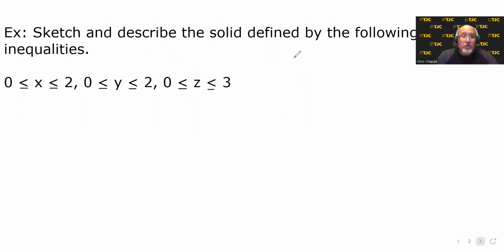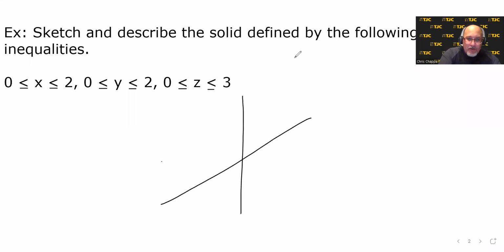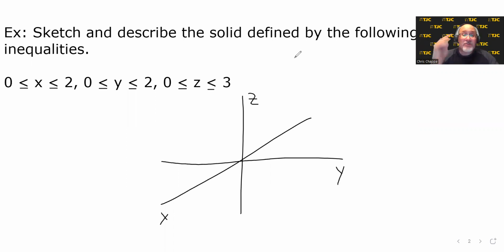X is between 0 and 2, which is a more intuitive way of saying 0 is less than or equal to x is less than or equal to 2. I'm bigger than 0, but I'm less than 2. So I'm between 0 and 2, and I can be 0 or 2. So x is between 0 and 2, y is between 0 and 2, z is between 0 and 3. Well, this actually isn't that hard to do. I know I say that a lot. I'm not going to be as froofy with my x, y, and z axes, because it's a lot faster to draw that than to set up all the other pieces.